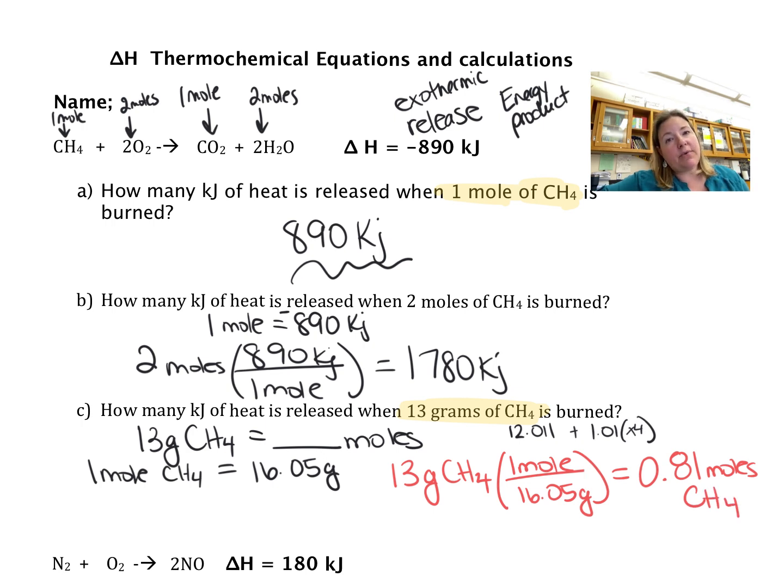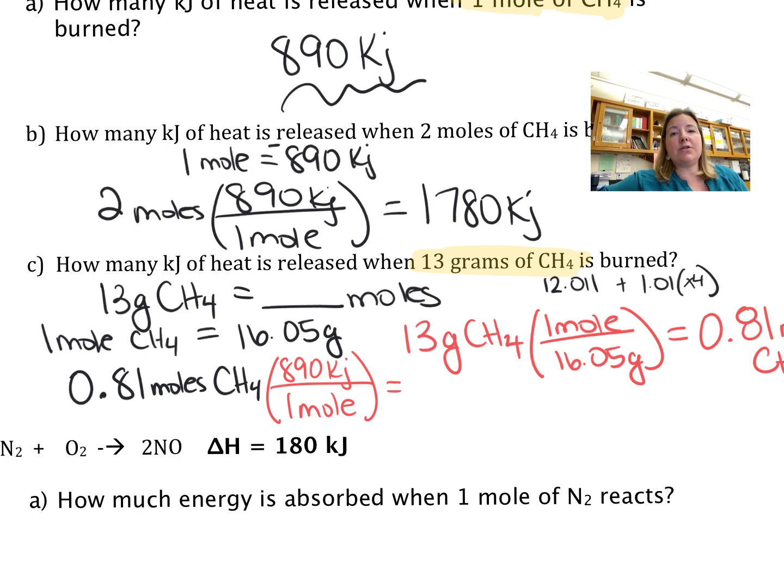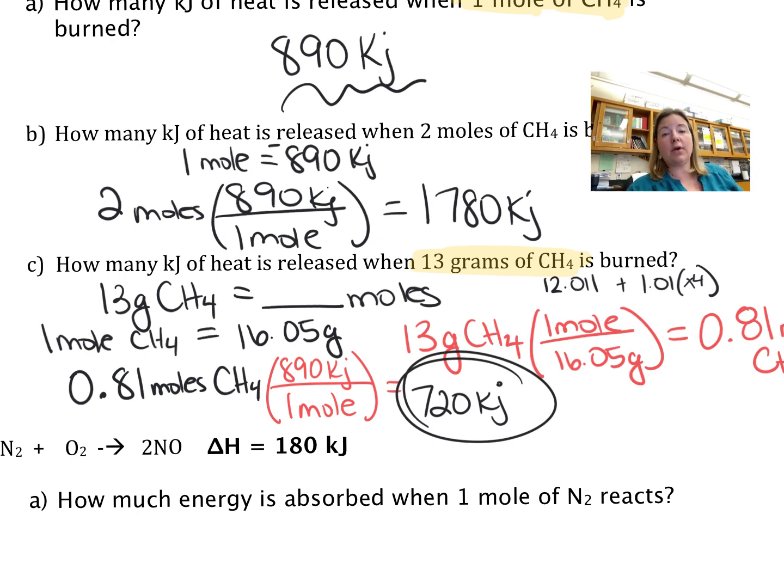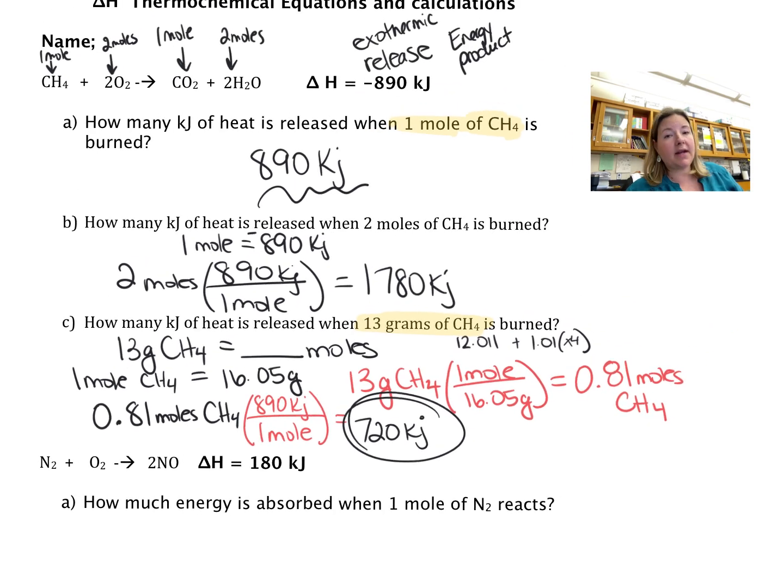Now remember, the balanced equation says 1 mole produces 890 kilojoules of energy, but we don't have a mole. We only have 0.81 moles. So that means we're going to use the relationship that 1 mole is going to produce 890 kilojoules of energy. We're going to start with what we're given of 0.81 moles, multiply by the relationship from the balanced equation, which then we solve and we find that we will produce 720 kilojoules of energy if we have 13 grams, because we don't have a whole mole, so we cannot produce 890 kilojoules of energy.